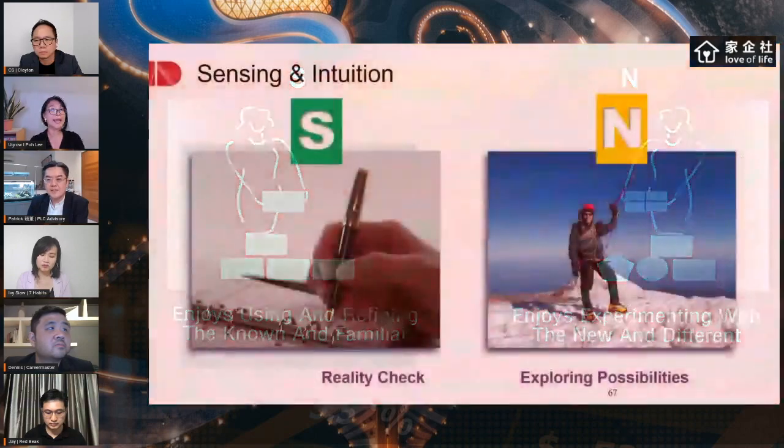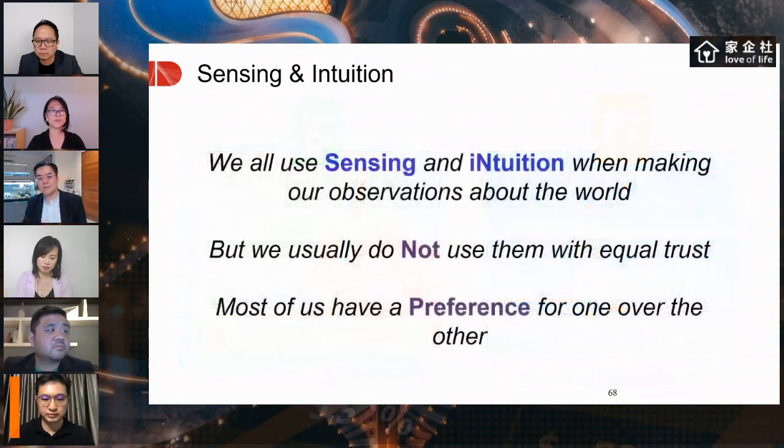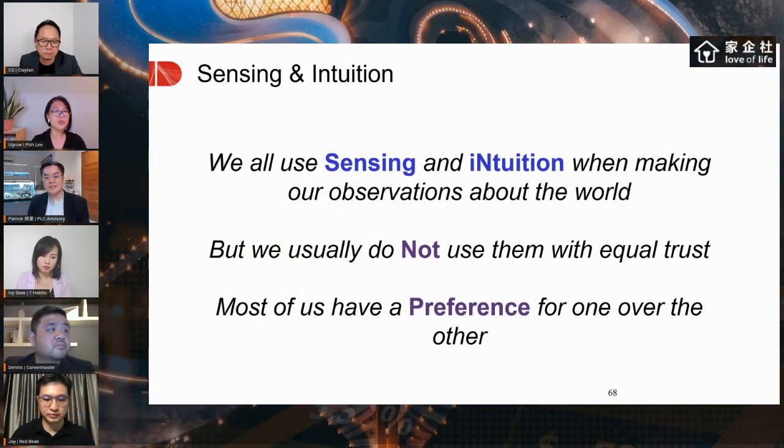So then that is sensing, intuition. In short, we say S is a reality check, and N is exploring the possibility. So again, we use both. We're making our observation about the world, but we don't use them with equal trust. We still have preference for one over the other.